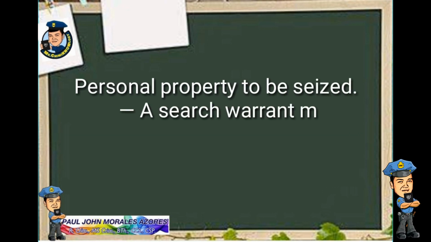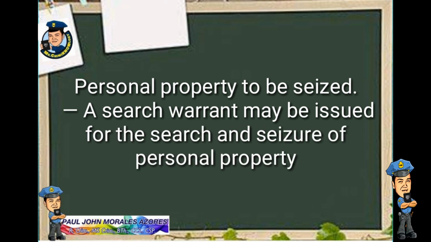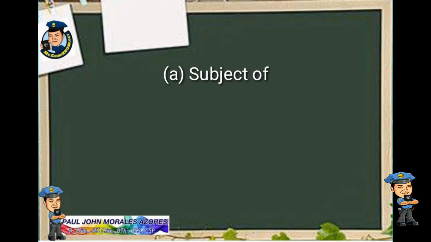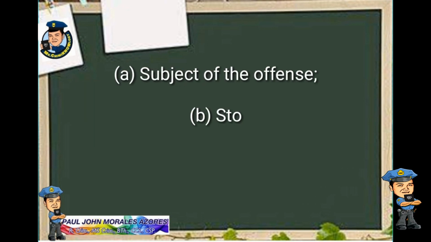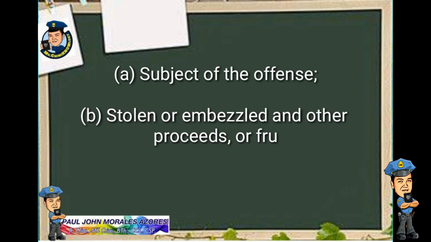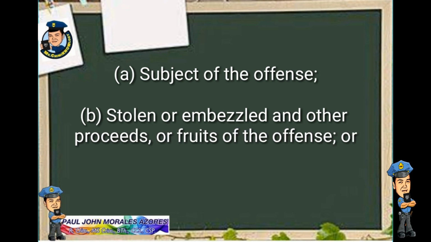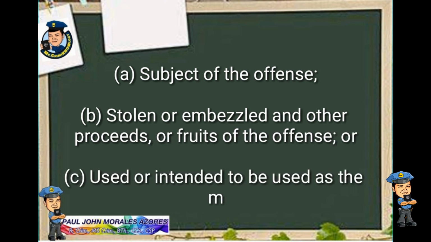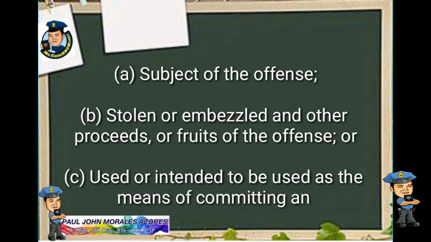Personal property to be seized. Search warrant may be issued for the search and seizure of personal property. A. Subject of the offense. B. Stolen or embezzled and other proceeds or fruits of the offense. Or C. Used or intended to be used as means of committing an offense.